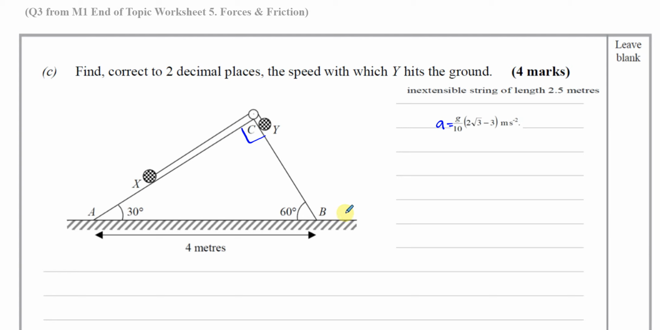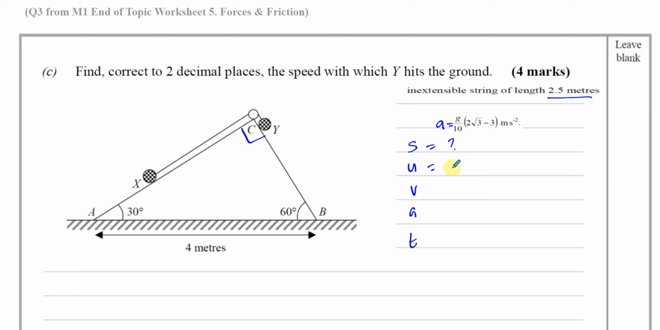Now we know that the length of the string is 2.5 meters, and we know that Y is going to travel down and hit the ground. So we know the acceleration that Y is moving with. It's constant acceleration, so I think we're going to use suvat here. Now we don't know s. We can find s though, I think, because we have the dimensions of this.